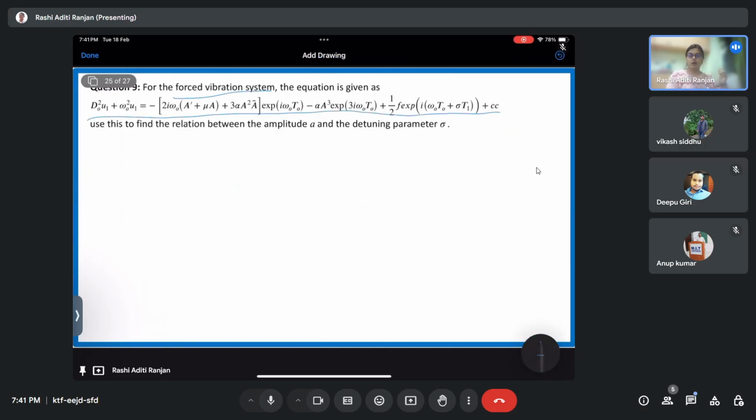By seeing it, you can see that it is the second one, like the first one that we solved, and this is the second one. So use this to find the relation between the amplitude A and the detuning parameter sigma.